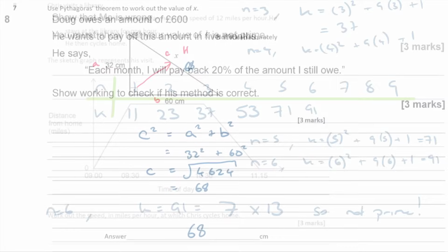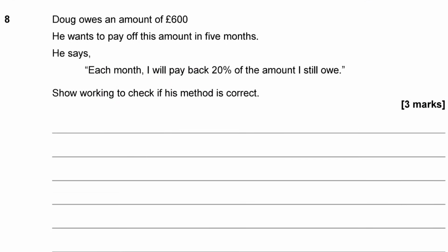68. Question 8. Doug owes an amount of £600. He wants to pay off this amount in 5 months. He says, each month I will pay back 20% of the amount I still owe. Show working to check if his method is correct.